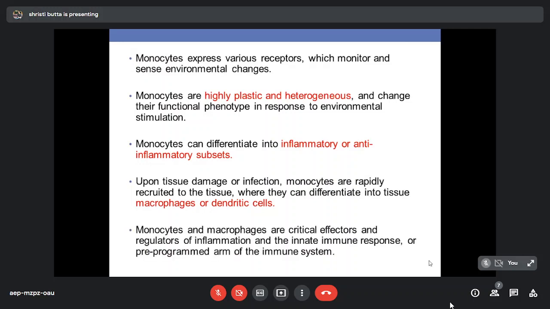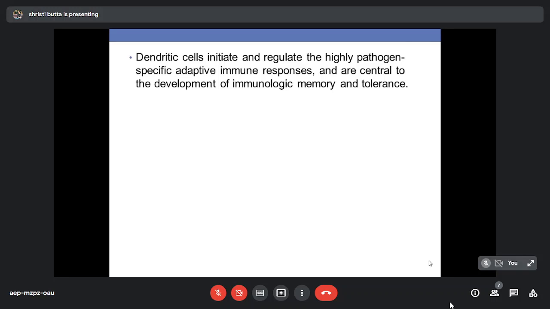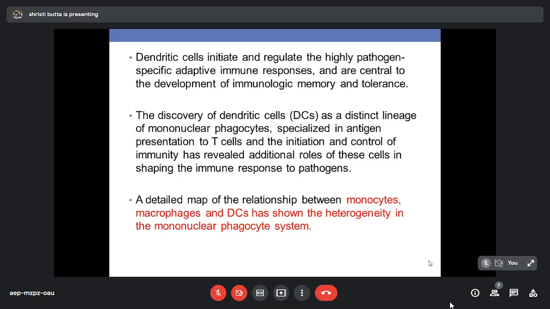or dendritic cells. Monocytes and macrophages are critical effectors and regulators of inflammation and the innate immune response, or the pre-programmed arm of the immune system. Dendritic cells, on the other hand, initiate and regulate the highly pathogen-specific adaptive immune responses and are central to the development of immunologic memory and tolerance. The discovery of dendritic cells as a distinct lineage of mononuclear phagocytes specialized in antigen presentation to T cells and the initiation and control of immunity has revealed additional roles of these cells in shaping the immune response to pathogens. A detailed map of the relationship between monocytes, macrophages, and dendritic cells has shown the heterogeneity in the mononuclear phagocyte system.